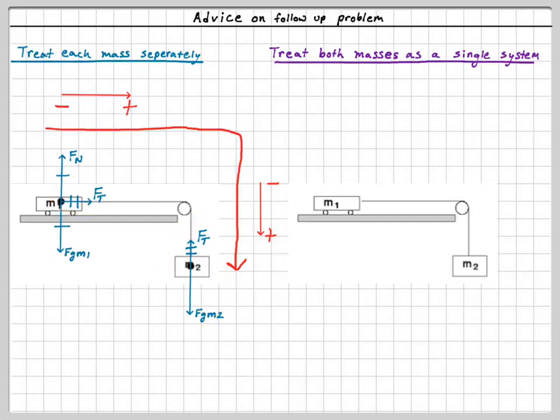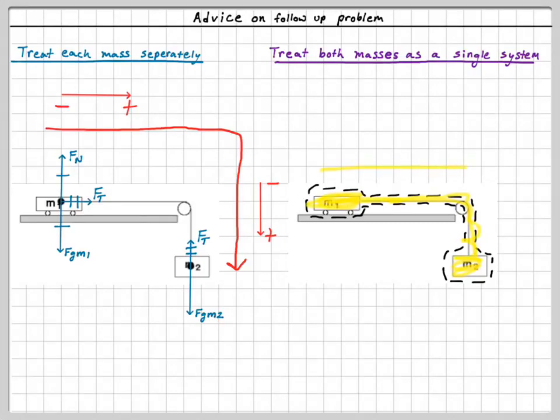I think if you want to try and approach the problem using this method, I've given you enough information to get started. But let me help you set up the problem if you want to treat it as a single system. Again, we will start by clearly illustrating our system. I put a dotted line around M1 and M2 to show you that I'm thinking of these as one object, not two separate ones anymore.